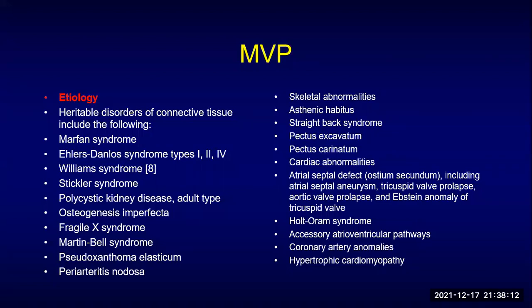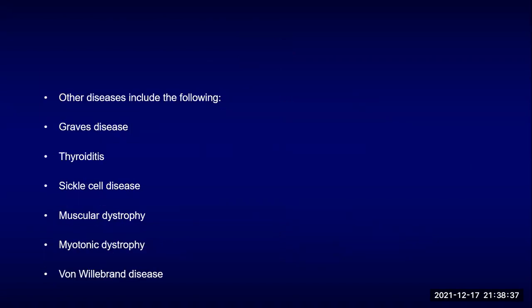Mitral valve prolapse. There are several etiologies of mitral valve prolapse, going from the Marfan syndrome, which is the most common, Ehlers-Danlos syndrome, other interesting syndromes, going to the skeletal abnormalities, the pectus excavatum, and other anomalies, the hypertrophic cardiomyopathy.